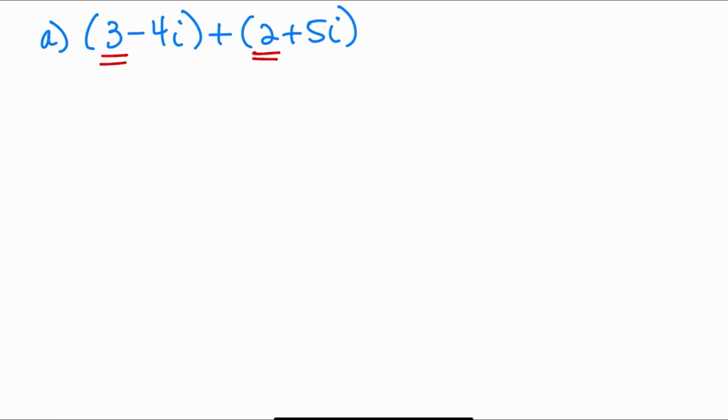3 and positive 2 are both the real components, so we're going to get 5. Then I also have negative 4i and positive 5i, so that's going to give me positive i. And this is written in the form a plus bi, so this is my final answer.